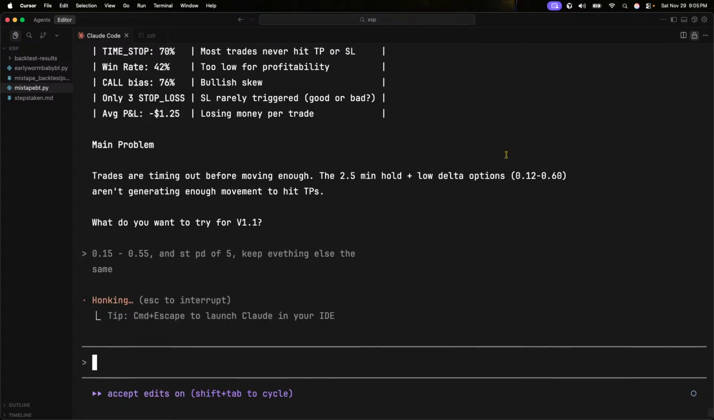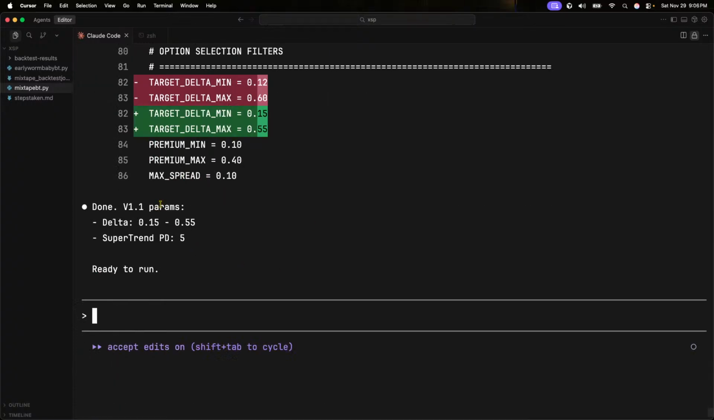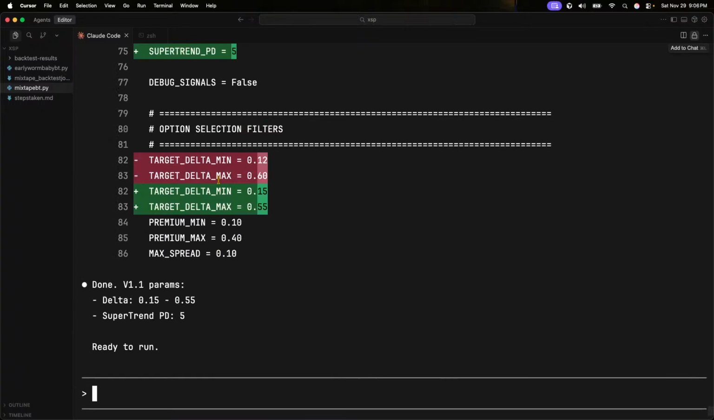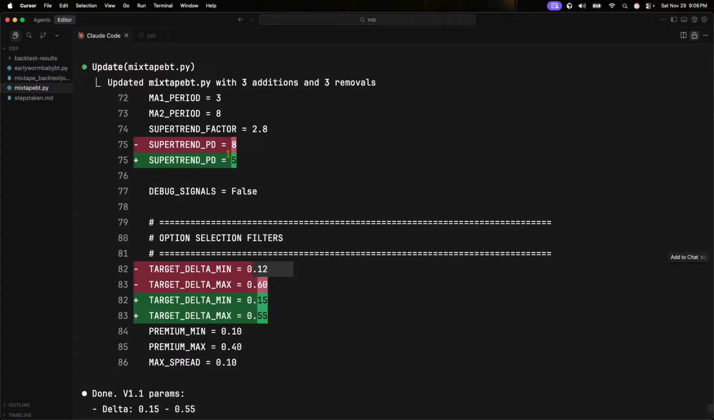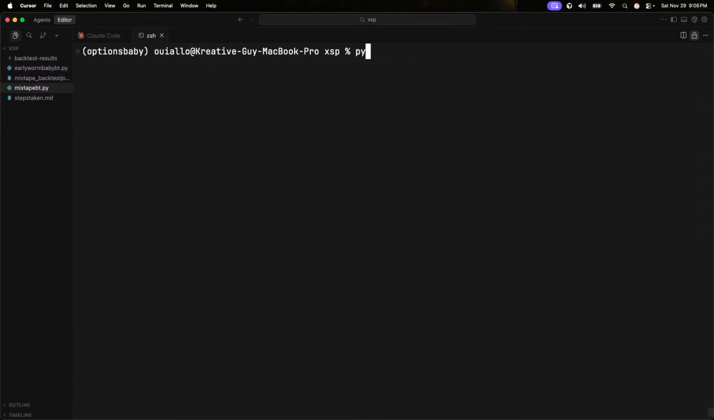All right, beautiful. Let's see how this works out. Perfect. Let's go ahead and copy. What do y'all think? So what I've done is I increased the delta ranges, so we're not picking from the lowest of the low options available, right? So we're starting from 15% probability instead of a 12, and then I dropped the period from 8 to 5. So let's see how that works. Let's see how this works out.